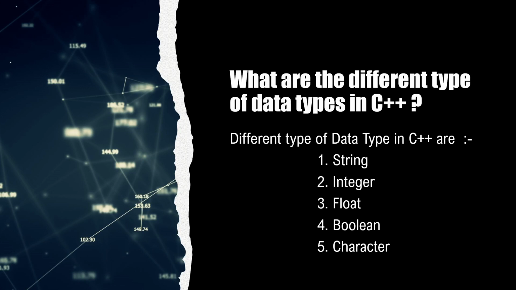Let me get the pen right away. All right, I just got the pen. Now, what are the different types of data types in C++? There are five basic data types, but there can be more, which are just extensions. These are the main ones. The first is string, second is integer, third is float, fourth is boolean, and fifth is character. Now let me tell you what a string is.